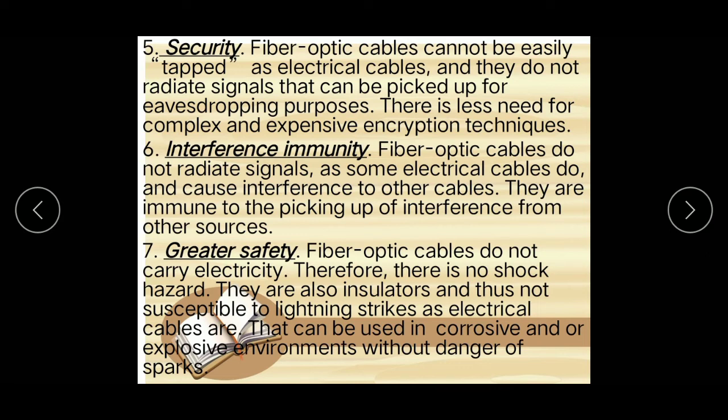Fiber optic cables cannot be easily tapped as electrical cables. And they do not radiate signals that can be picked up for eavesdropping purposes. There is less need for complex and expensive encryption techniques.